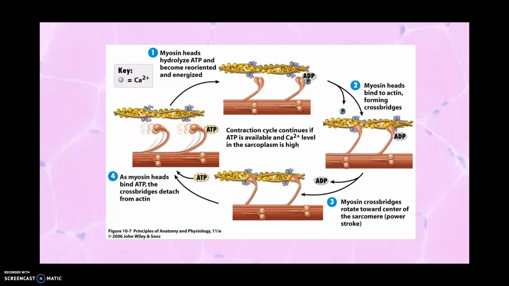The cross bridge pulls the actin, which slides over the myosin, known as the power stroke. The release of ADP completes the cross bridge movement, and ATP attaches to the myosin, breaking the actin-myosin cross bridge. Every time ATP is split into an ADP and a phosphate, the myosin head cocks back into place to form another cross bridge with the actin.